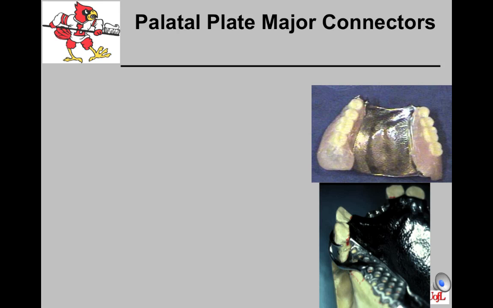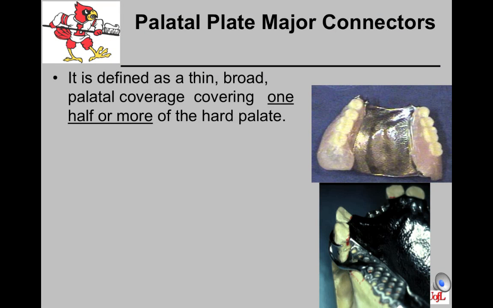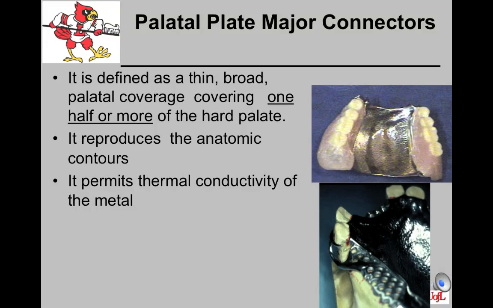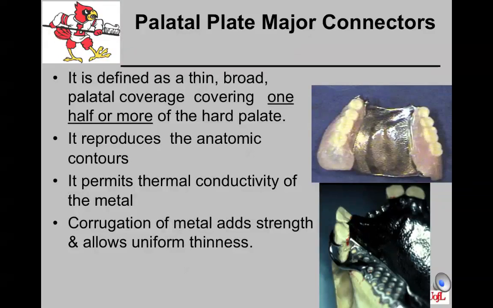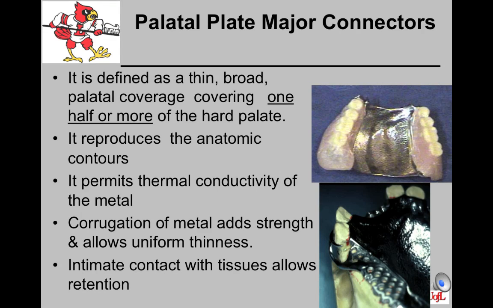The palatal plate major connector is defined as a thin, broad palatal coverage covering 1/2 or more of the hard palate. It reproduces the anatomic contours, and you can kind of see the rugae present in the ones to the right. It also permits thermal conductivity of the metal so the patient feels cold and hot. The corrugation of the metal adds strength and allows for uniform thickness. It is in intimate contact with the tissues, and there is no relief placed on the cast before it is constructed.